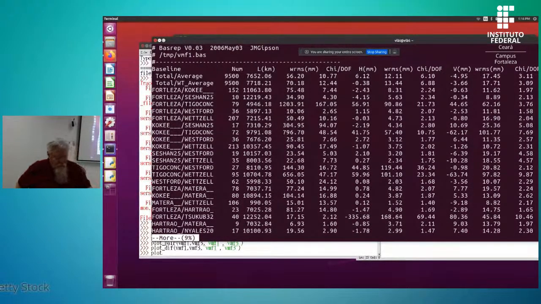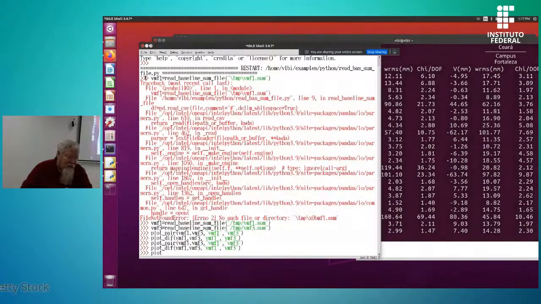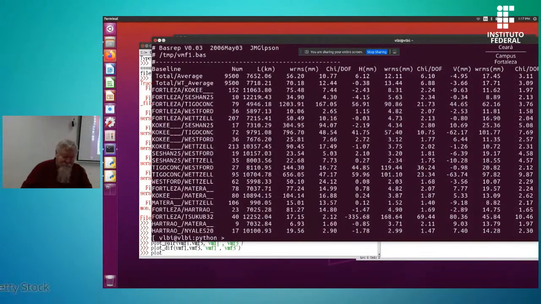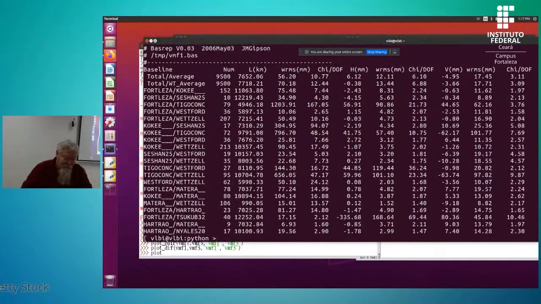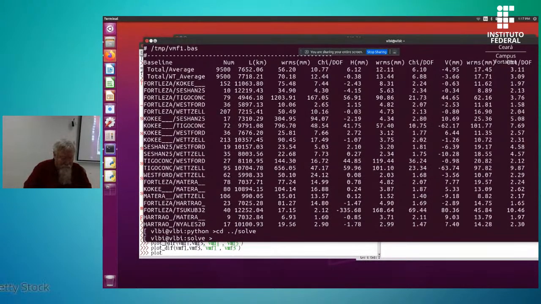Okay. Let's go back to this other thing we were trying to do. We were trying to do a global solution. Could you get out of this model? You just say Q. And so let's do a cd to solve, and do a gedit of this small_trf.cnt.